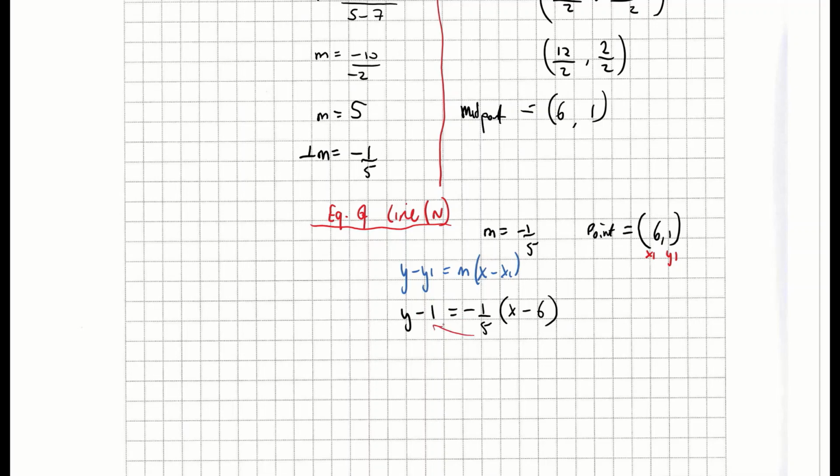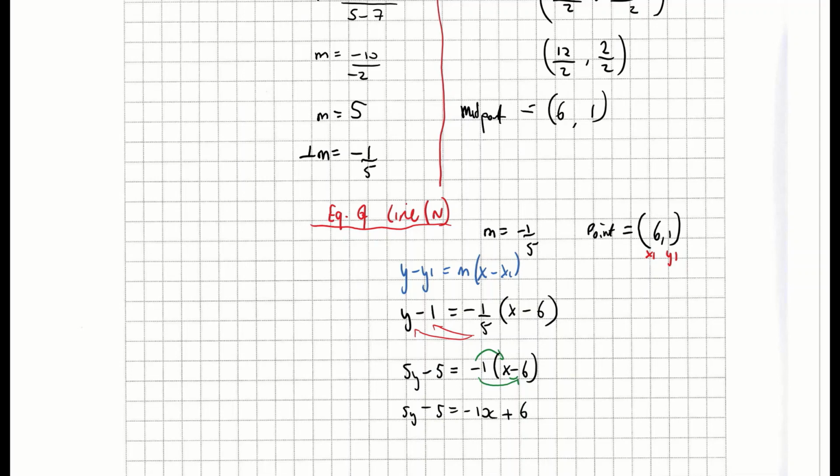So I'm going to multiply across by 5 to eliminate my denominator there. So again, you're just multiplying the left hand side by 5. That gives me 5y minus 5 is equal to minus 1 times x minus 6. I'm going to multiply in this minus 1. So I get 5y minus 5 is equal to minus 1x. Minus by minus gives me a positive 6.